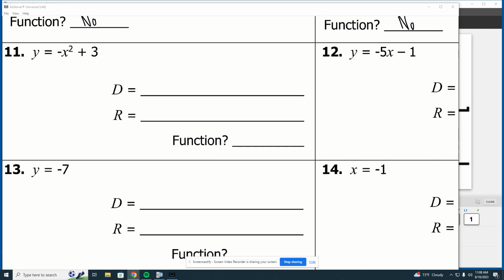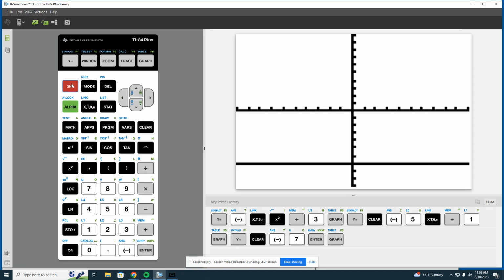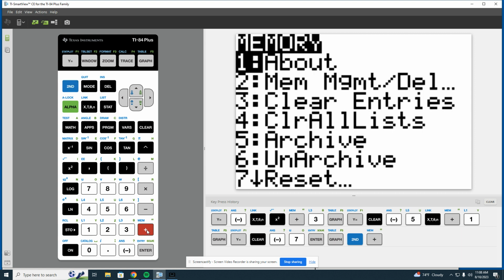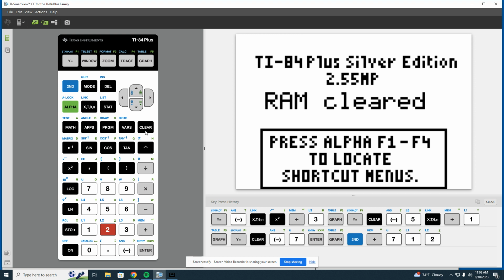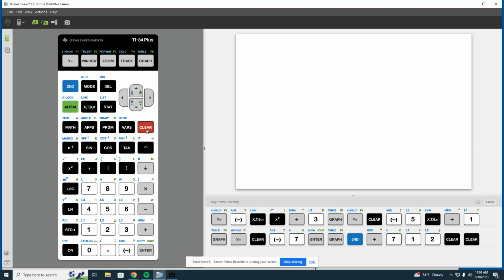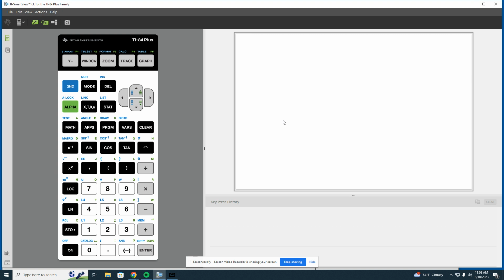Now, I would always recommend that you do this in your calculator. Second plus 7, 1, 2. If you ever forget that combination, I always keep it on the top right corner of my board. What that does is it resets your calculator. So whoever had it before you, if they zoomed in on a graph or did anything to it, it's going to clean it right back up. It's real fast.